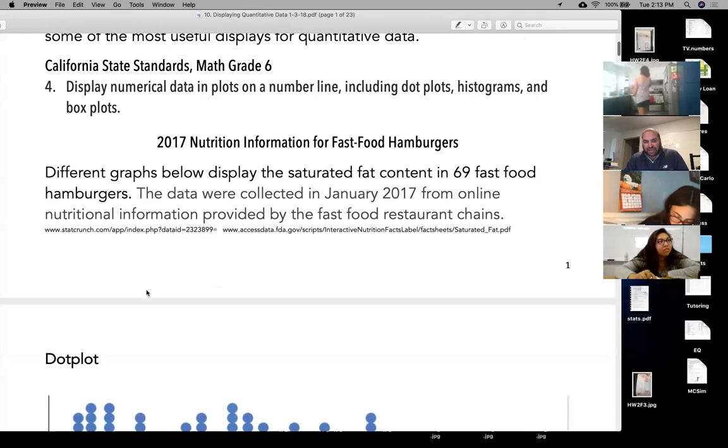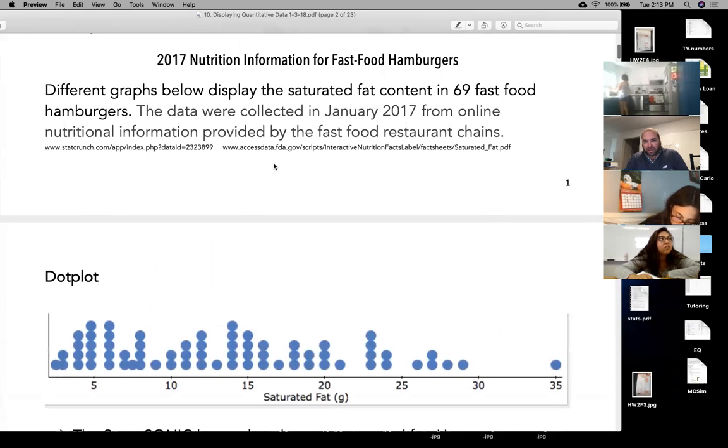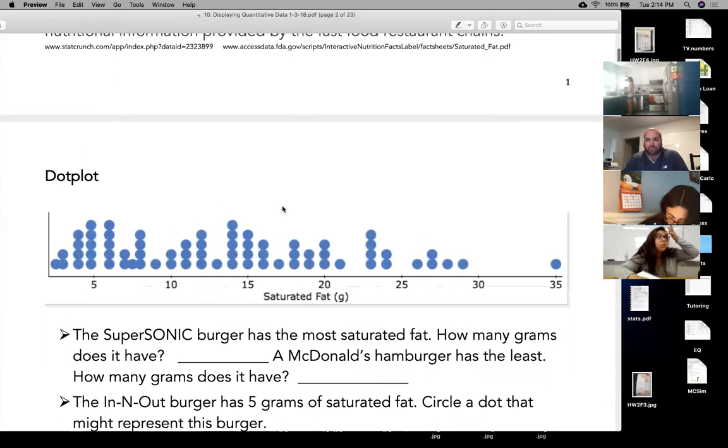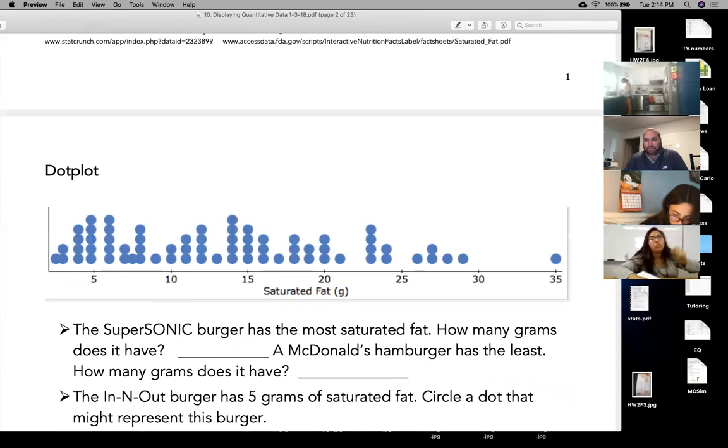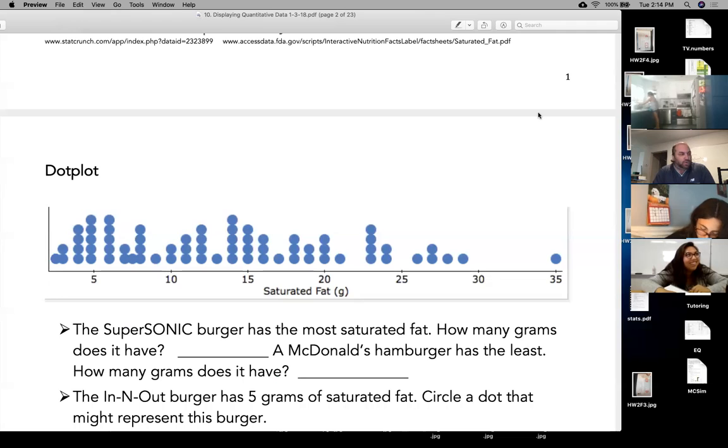So let's take a look at a dot plot. Here we have a display of the saturated fat content in 69 fast food hamburgers. The data were collected in January 2017 from online nutritional information provided by the fast food restaurant chains. Here in front of us, we have a dot plot. Why do you think they're called dot plots?